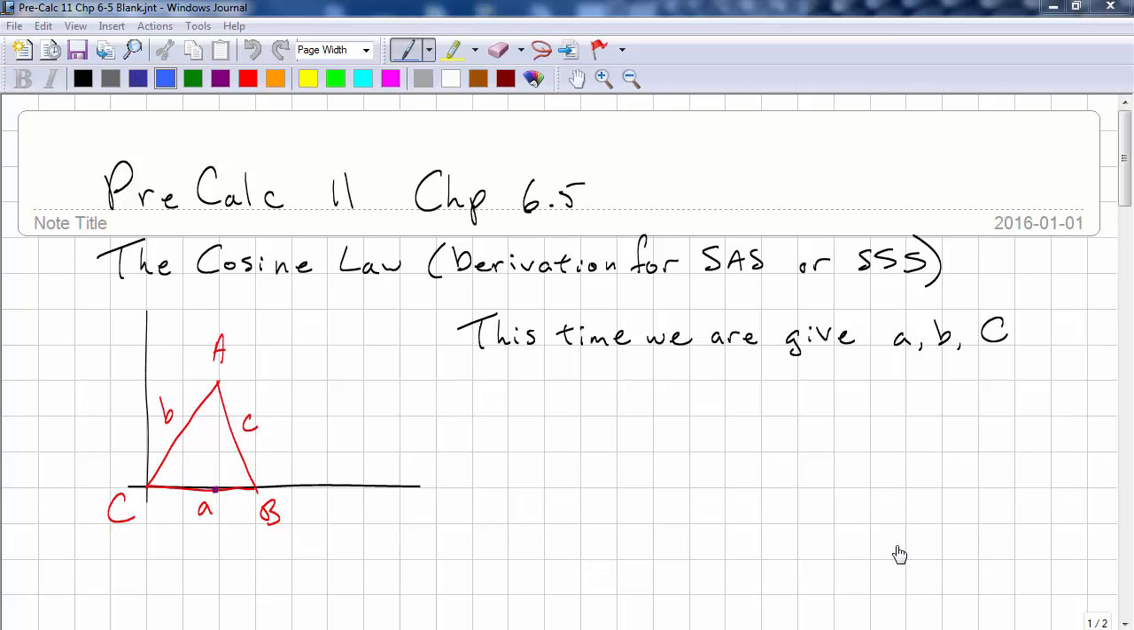Pre-Calc 11, Chapter 6.5. This time we're going to look at the cosine law, and we're going to look at the derivation for it as well. And we use the cosine law for side-angle-side or side-side-side.